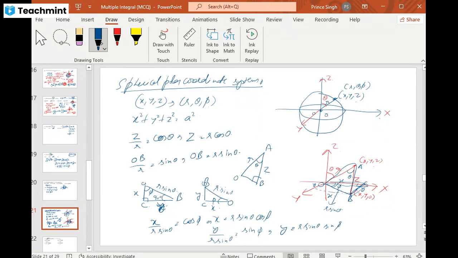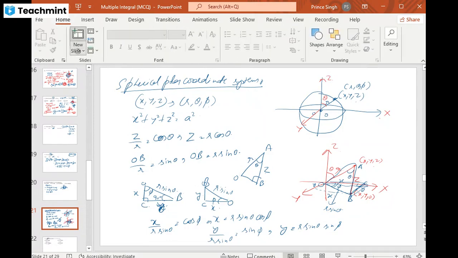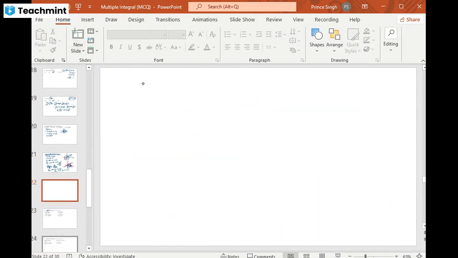So this is the transformation we are going to use in case of spherical polar coordinate system. What is the transformation? Let me rewrite here in the next slide. The transformation we are using: z equals r cos theta, and in x and y we are using r sine theta, together with cos phi and sine phi.